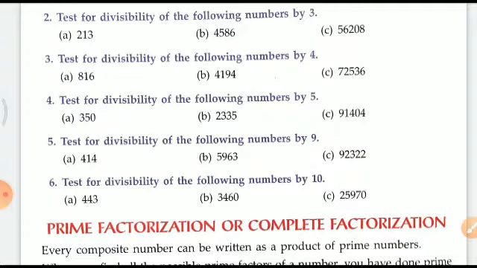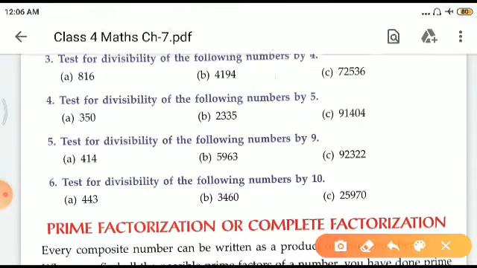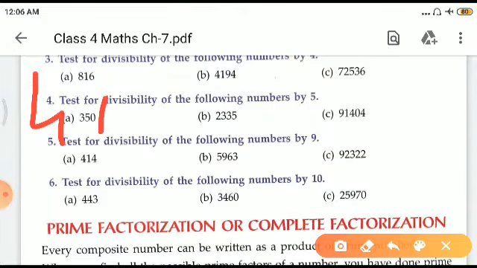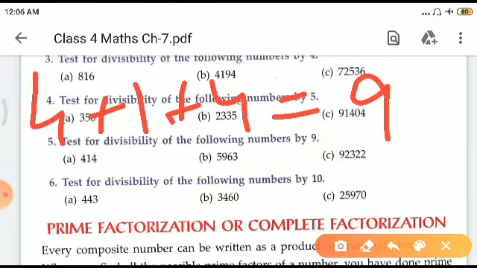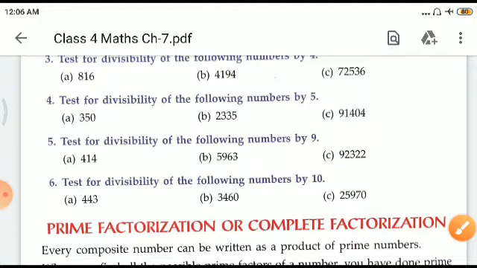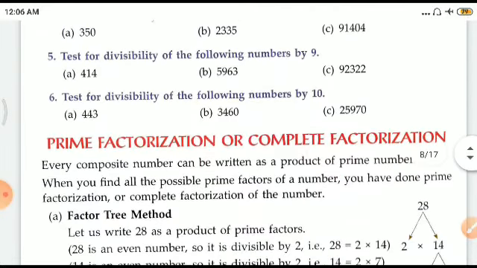Test for divisibility by 9. Same thing, we will take 414. We will be doing it once again. 4 plus 1 plus 4 is equal to 9. And 9, when divided by 9, we get 1. Right? So it is divisible by 9. And divisibility by 10. For that, the last digit should be 0, which is there in B and C. So these two numbers are divisible by 10, right?